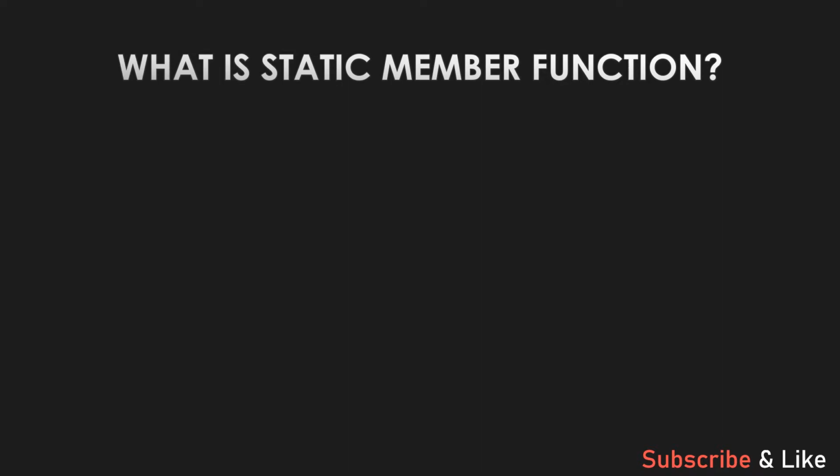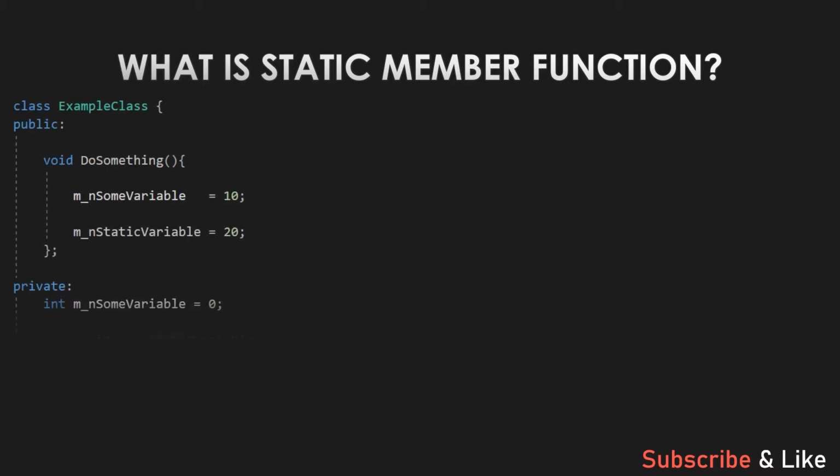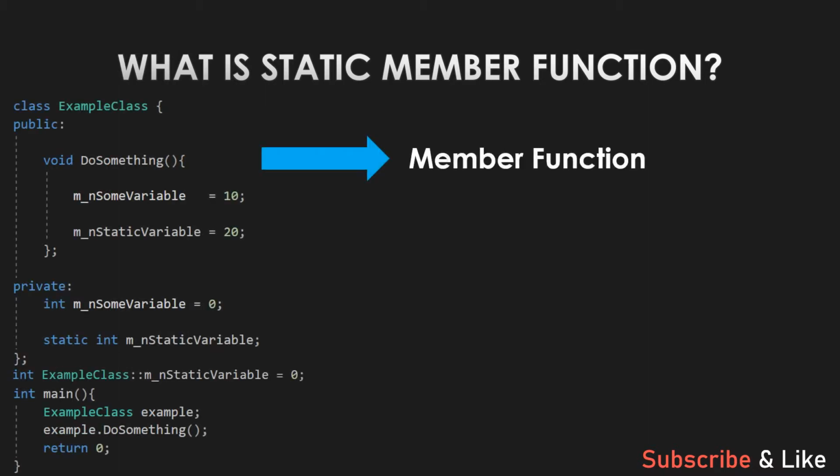Before learning about static member function, we should understand what is meant by a member function. A member function is a function that is declared inside a class scope. As shown here, the function doSomething is a member function which is declared inside the scope of the class named ExampleClass. The class also contains two integer variables, out of which one is a static member variable.